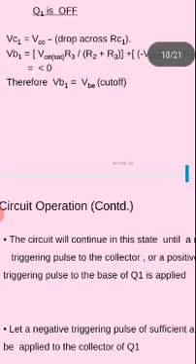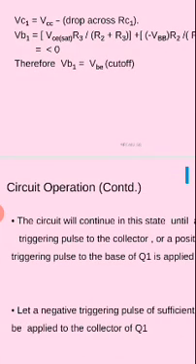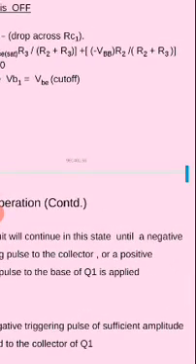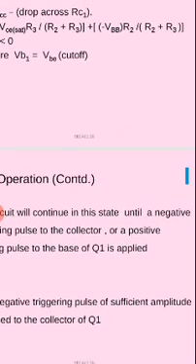The circuit will continue in this state until a negative triggering pulse to the collector or a positive triggering pulse to the base of Q1 is applied.